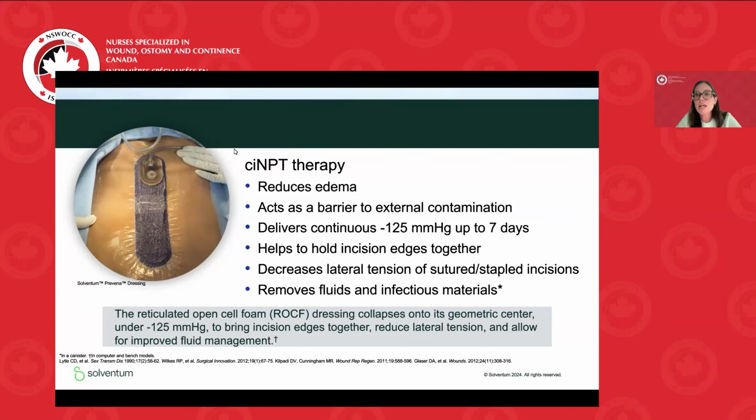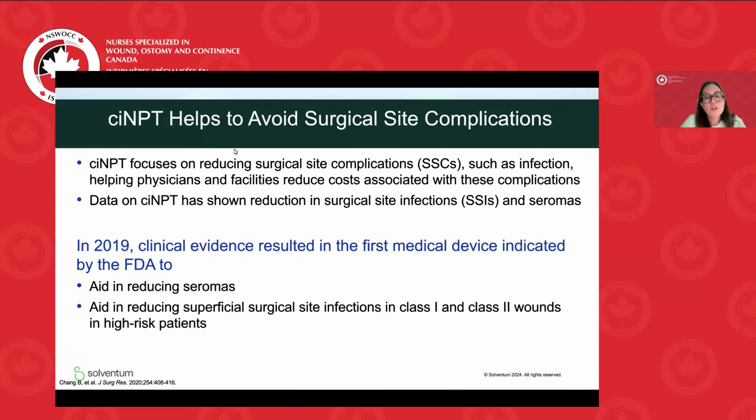It helps to hold those incision edges together. It decreases the lateral tension of the sutures or the staples. So it actually gives whatever closure device you used that little bit of support. And just like traditional negative pressure, it's going to remove the fluid and infectious material. Even if you're looking at a midline abdominal incision where your natural tension, especially when you lie down, is to pull this way, this device is going to help those skin edges counteract that. There are studies to show that we are decreasing surgical site complications, which we know are huge from a regulatory and financial standpoint, but more so it's huge for our patients.